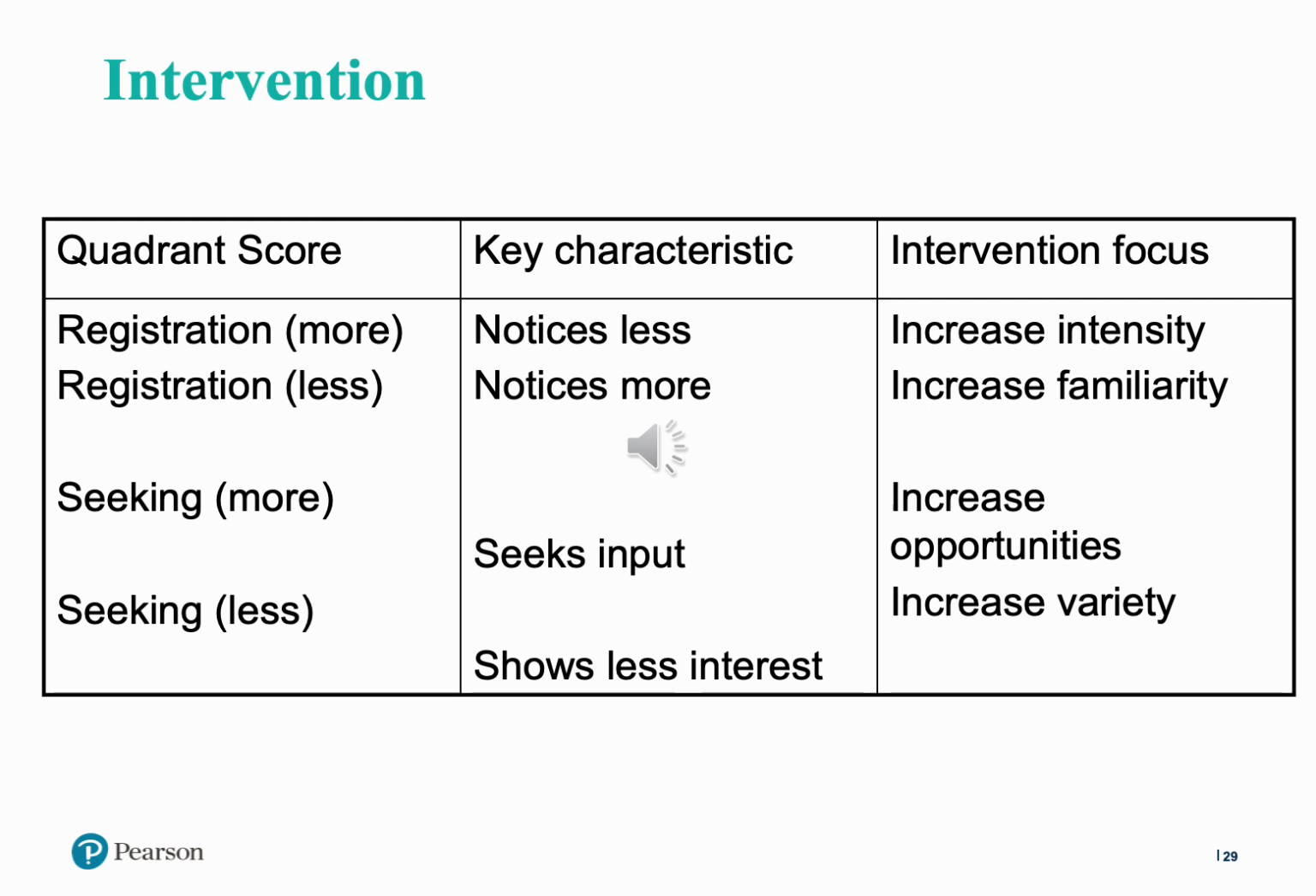With someone who is scoring more than within seeking, the key characteristics are that they're seeking that input, and therefore you need to increase the opportunities for that. For someone that's seeking less, their key characteristics are that they are typically showing less interest in stimuli, and therefore you need to increase the variety of the sensory stimuli.